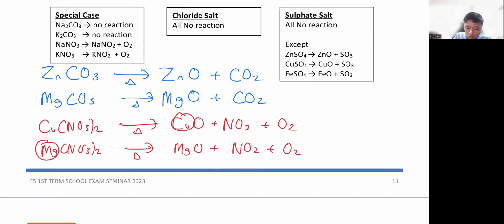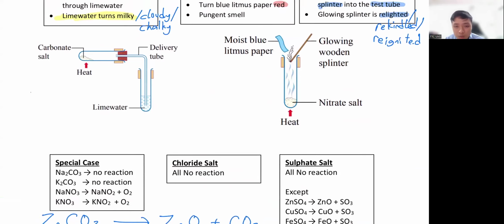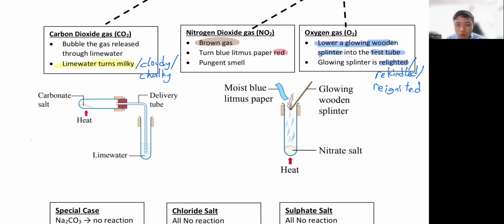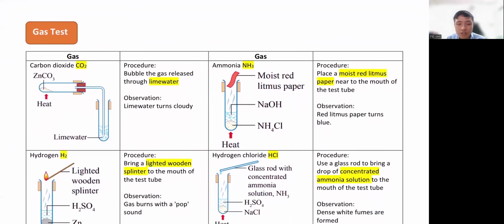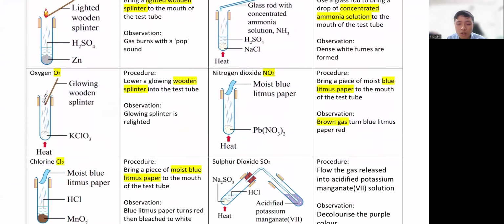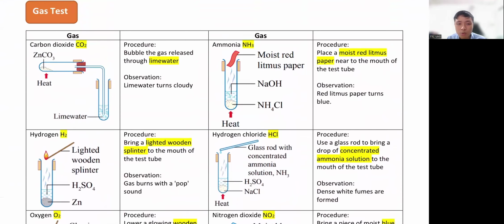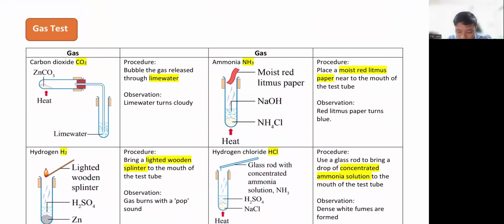That's heating. But of course, you need to do the test later on, with some questions. Move on. This is a case study, gas test. Here you have eight gases. The common one, of course, is carbon dioxide: bubble the gas through lime water and it turns cloudy.